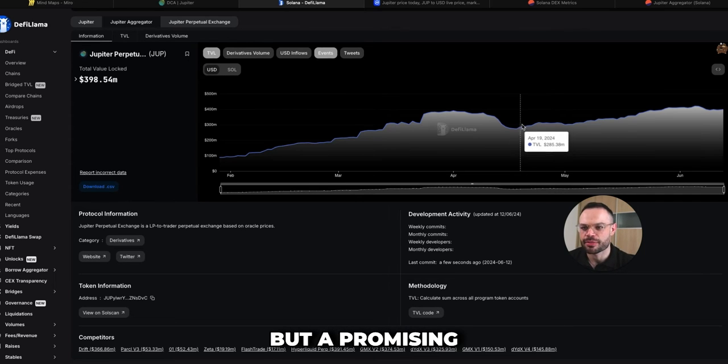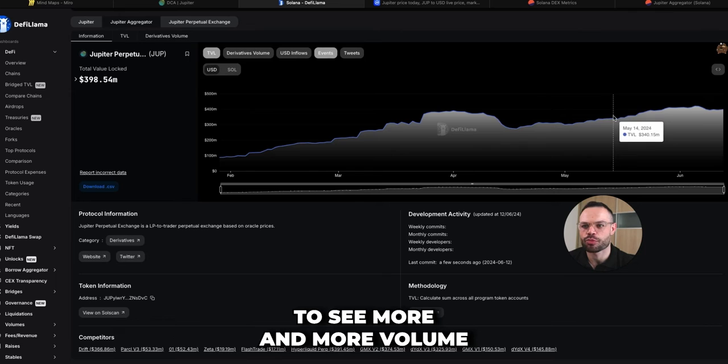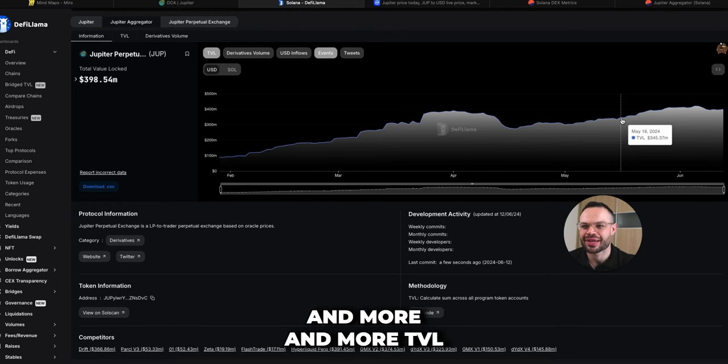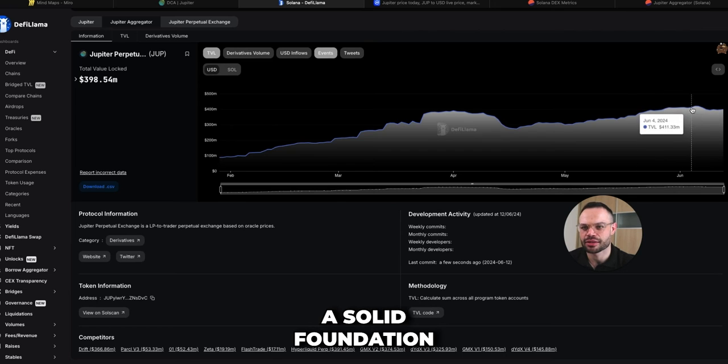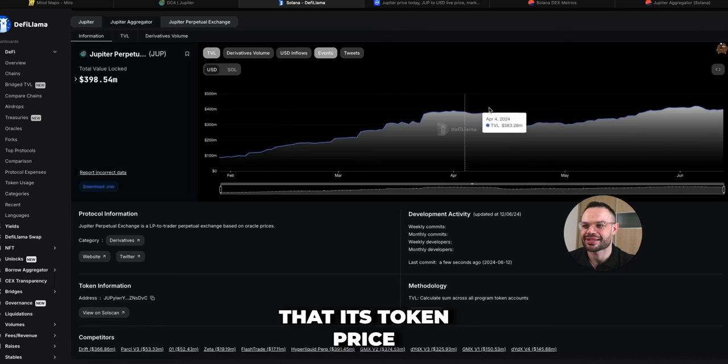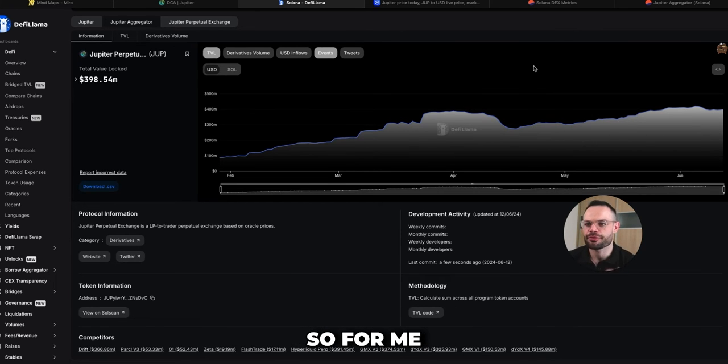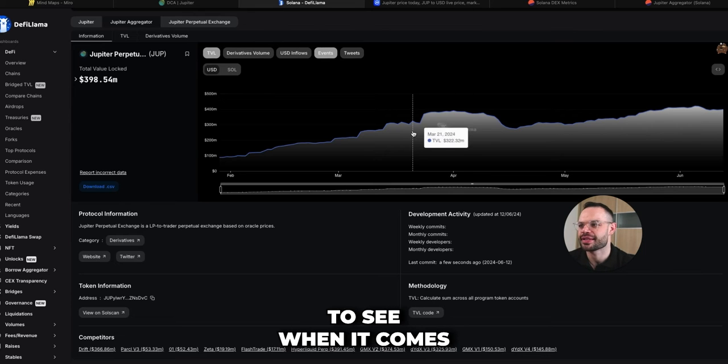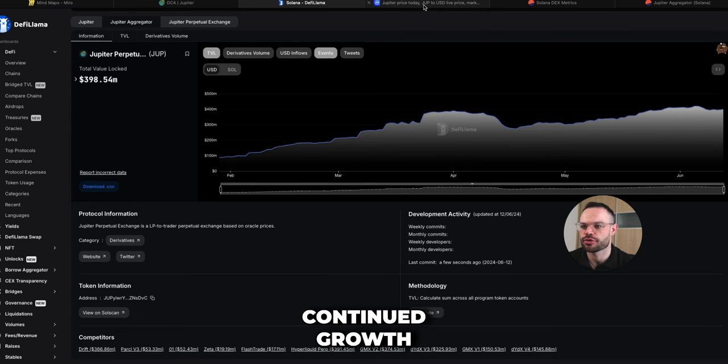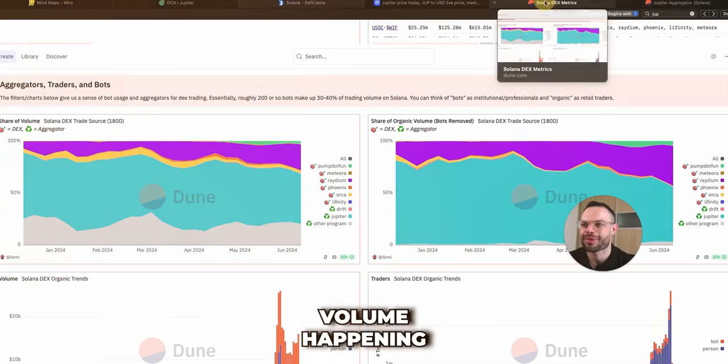But a promising sign is that we continue to see more and more volume and more TVL going through Jupiter, and it's continuing to set a solid foundation in the Solana ecosystem, despite the fact that its token price was trending down for the past couple of months. So for me, this is a very healthy metric to see when it comes to Jupiter. Lots of continued growth, lots of continued volume happening in the space.